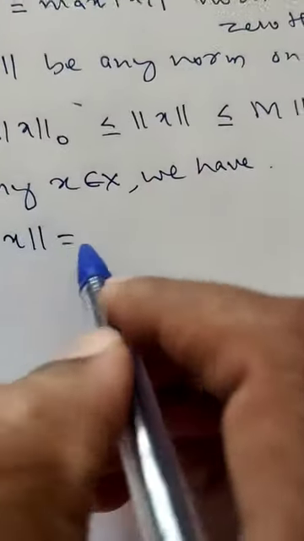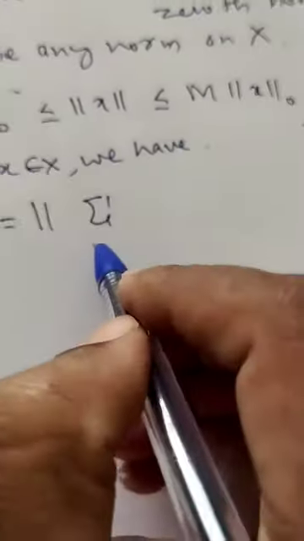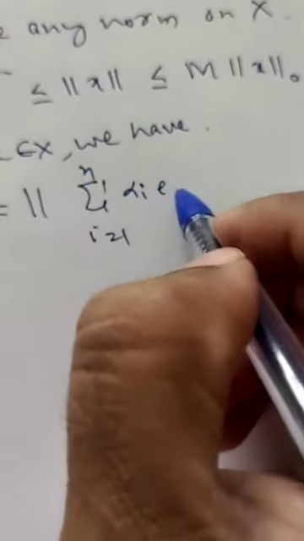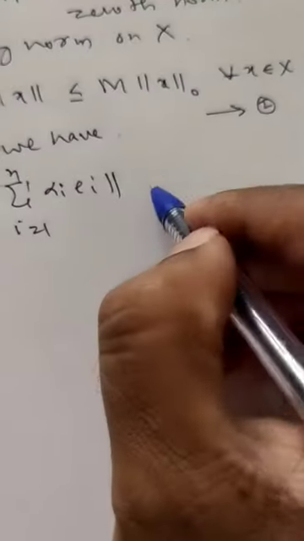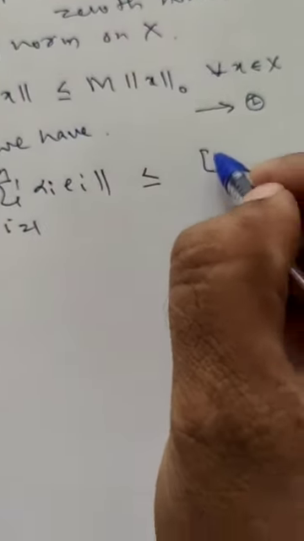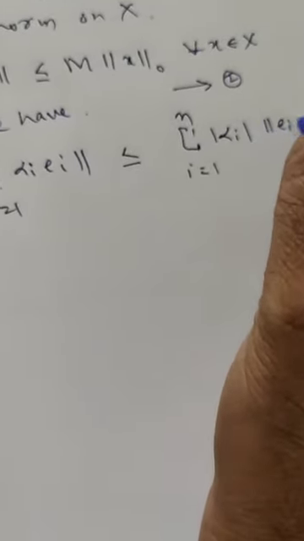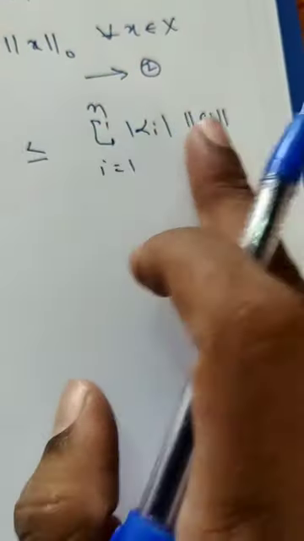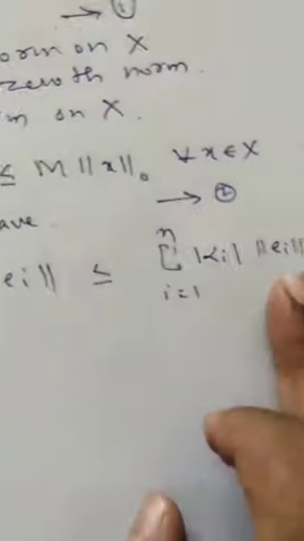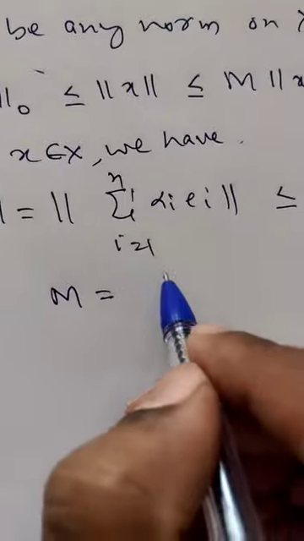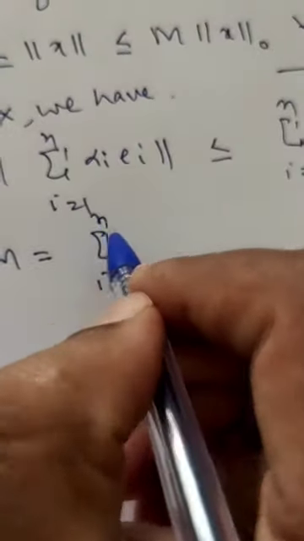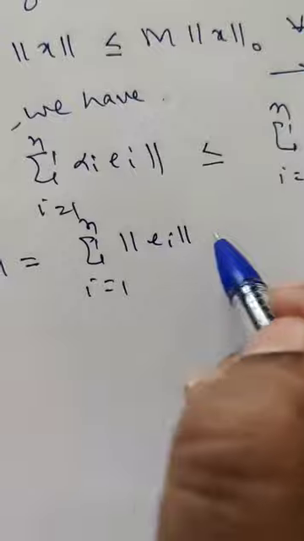Say for any x belongs to X, we have norm of x is norm of summation i equal to 1 to n alpha i ei. This is less than or equal to summation i equal to 1 to n mod of alpha i into norm of ei. This you know. Now norm of ei is a real number, so I'll take that M to be the number summation i equal to 1 to n norm of ei.